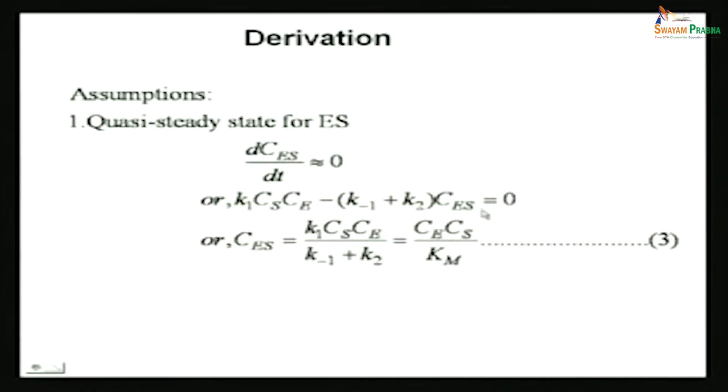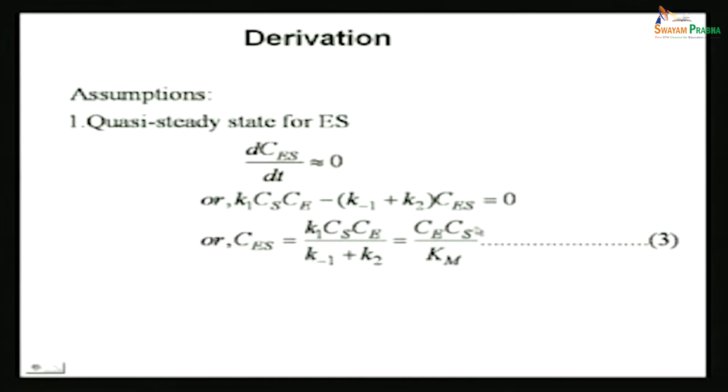Ashwin, I want you to put your pen to paper and start writing this. So d/dt of CES equals this: the forward reaction minus the backward reaction and minus the formation of the product. So CES is formed from the forward reaction, dissociates again in the backward reaction, and the product is also formed from the complex. Once this is 0, you can get the ratio in terms of the substrate and the enzyme, CE and CS.